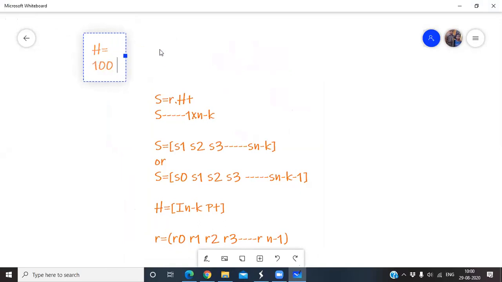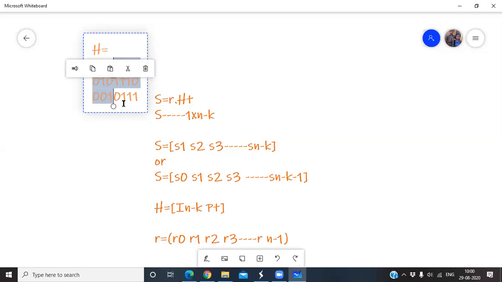Suppose the rows are 1 0 0 1 0 1 1, 0 1 0 1 1 1 0, and 0 0 1 0 1 1 1. Suppose this is the H matrix for the 7,4 block code. First this part is an identity matrix. What is the size of the identity matrix? n minus k. So when you go for the 7,4 block code, what is the n minus k value? 3. So 3 by 3 is the identity matrix.